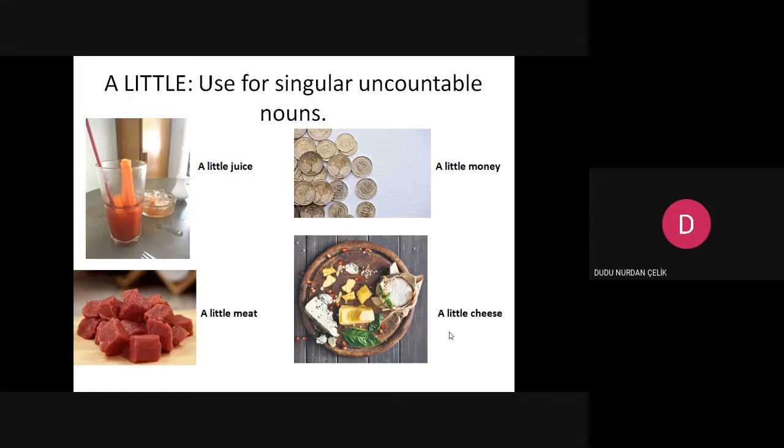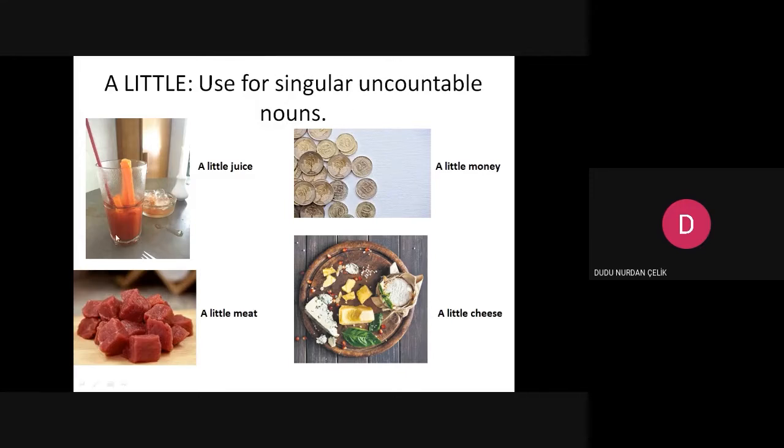A little is a bit different from the other quantifiers. But how? Let's read the title first. A little is used for singular uncountable nouns. Be careful. Uncountable, but not countable nouns. We cannot use it for countable nouns. We are going to use it just for singular uncountable nouns.